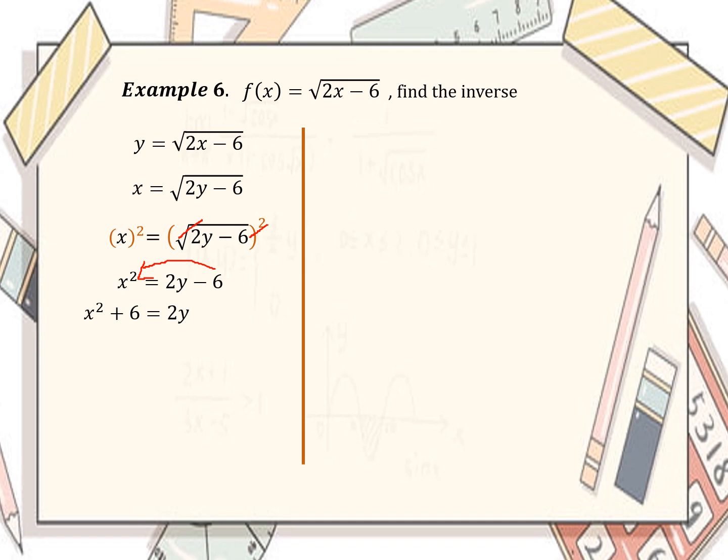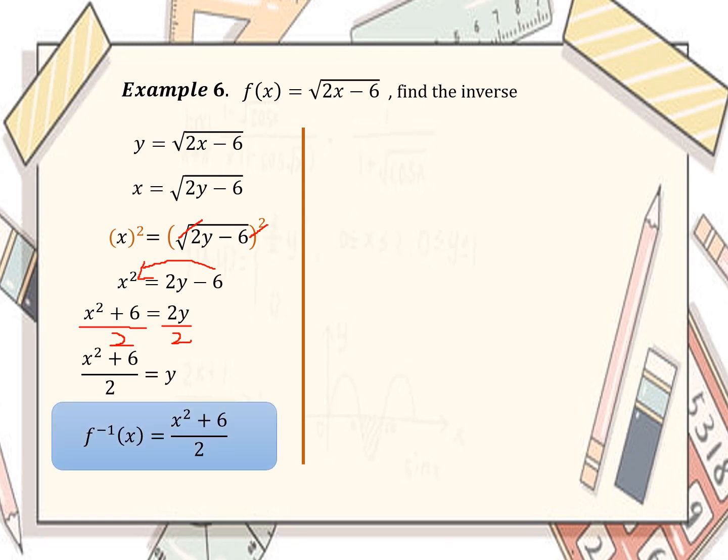So, di-divide na natin both sides by 2, since 2 yung katabi ng ating y. So, kapag dinivide natin yan both sides by 2, cancel na. Ang matitira is x squared plus 6 over 2 is equal to y. So, change ulit natin si y sa symbol ng inverse. Okay, so ang magiging final answer is x squared plus 6 over 2.